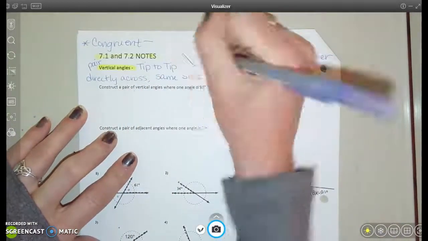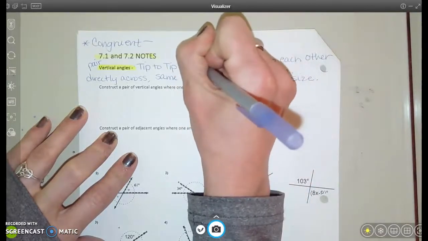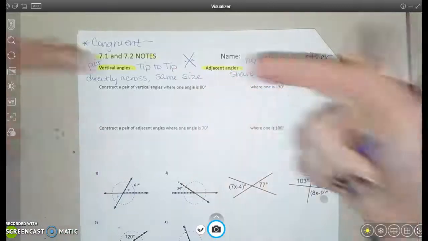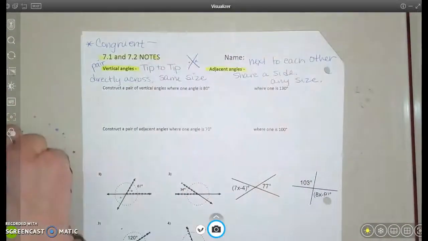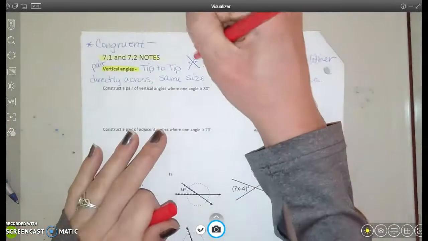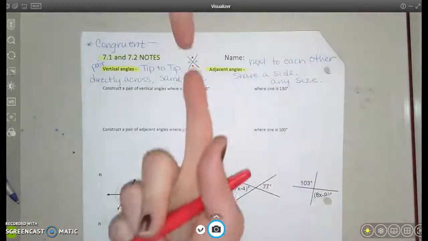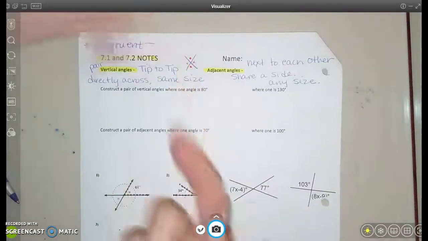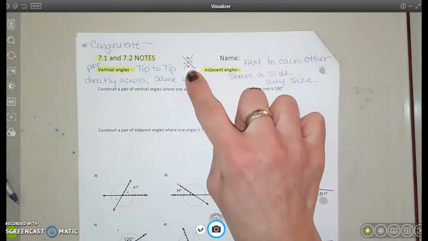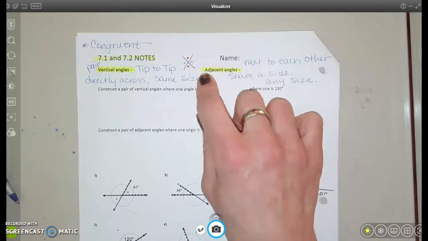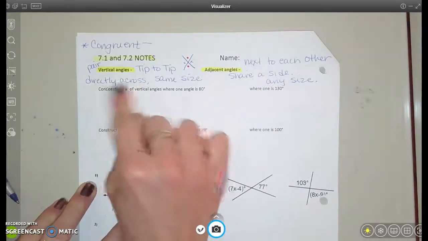So the way we draw vertical angles is two crossing lines, like a big X, and this angle here and this angle here. The two angles that are across from each other, tip to tip there, those would be called vertical angles. I could also say that these red angles are another pair of vertical angles. They're across from each other, tip to tip, this way. Okay, so vertical angles, the picture is always going to be a big X, right? Crisscrossing lines.